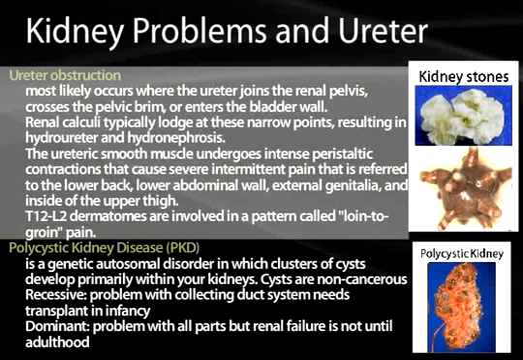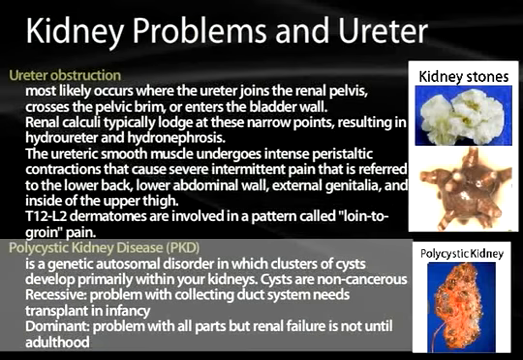The ureteric smooth muscle will go under an intense peristaltic contraction that can create severe intermittent pain and low back pain or abdominal wall pain and even external genital pain from the T12 to the L2 dermatomes, as this very crystalline and jagged structure of a kidney stone will move slowly down the peristalsis of the ureter. And it's sometimes known as a marching pain.